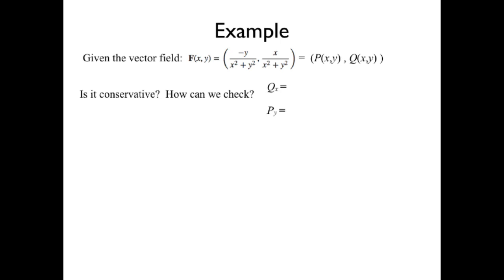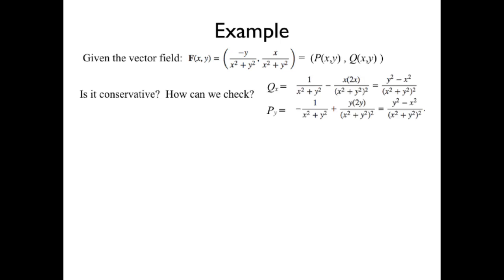You can do quotient rule or you can do product rule. I'm showing here product rule. Don't try to write all that down. But the moral of the story is Q sub x is y squared minus x squared over the denominator squared. P sub y is y squared minus x squared over the denominator squared. Conclusion? Conservative. Those partial derivatives are the same.